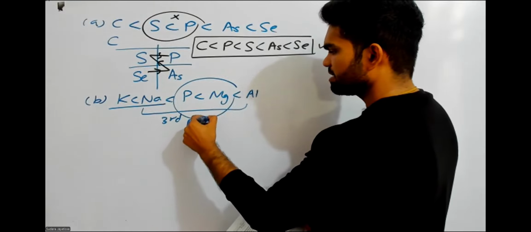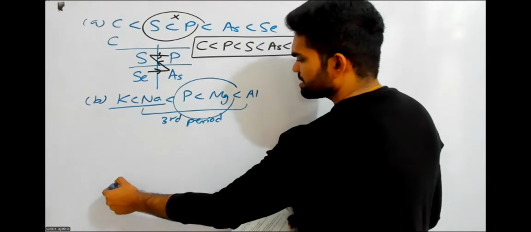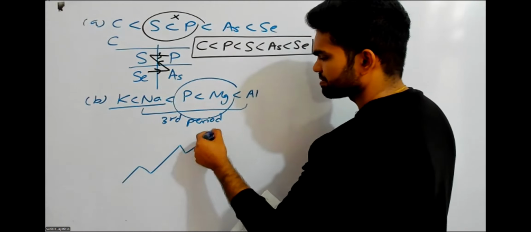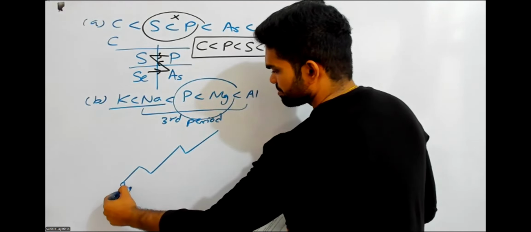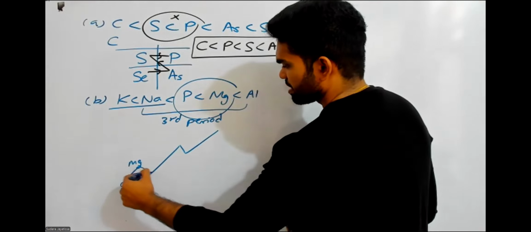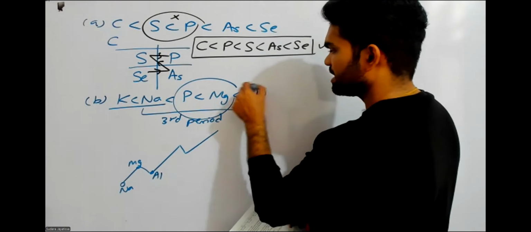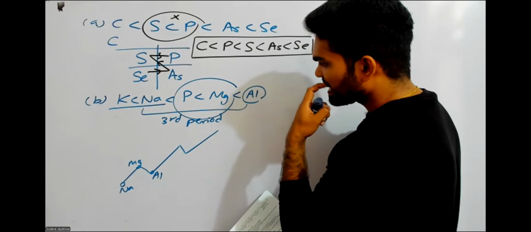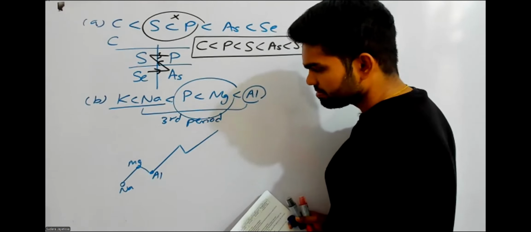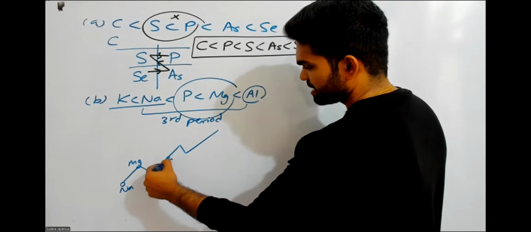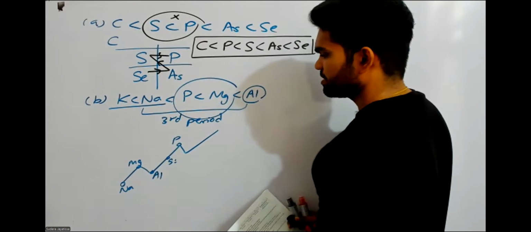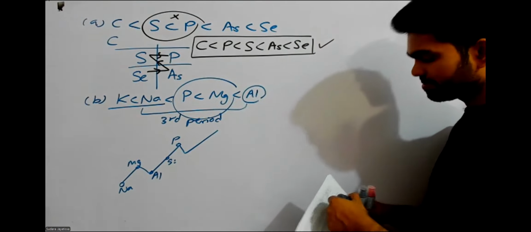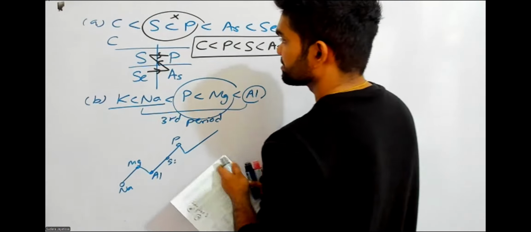Across the third period, they have this zigzag variation. Here it is sodium, magnesium, then aluminum. Aluminum, they say is high, it's wrong. Aluminum is smaller than magnesium. Then you have silicon, then phosphorus. So you can see phosphorus is the highest. So that order is also wrong.